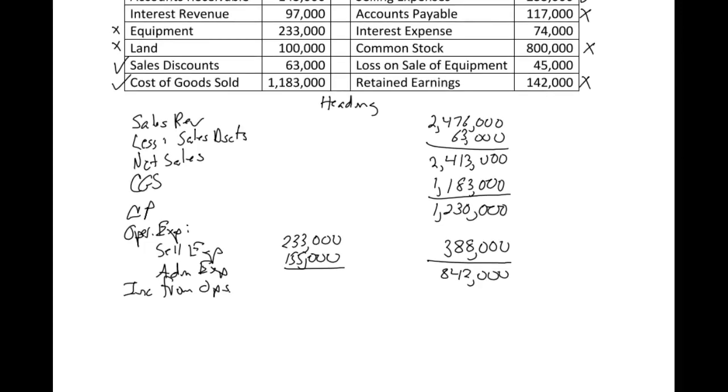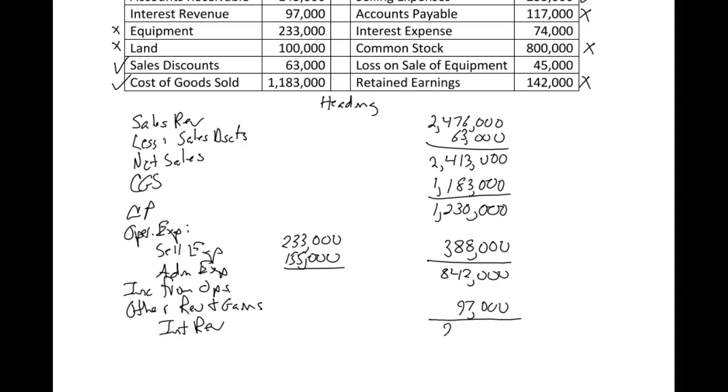All right, so we'll call this next section the other revenue and gains. All right, and then we'll have other expenses and losses. Now, some companies may just lump it all into like an other revenues and expenses, or just lump them all in together. We'll just separate them out for now. That's fine. All right, so we have interest revenue. It's our only other revenue. There were no gains, so we just have one interest revenue, and that's 97,000.